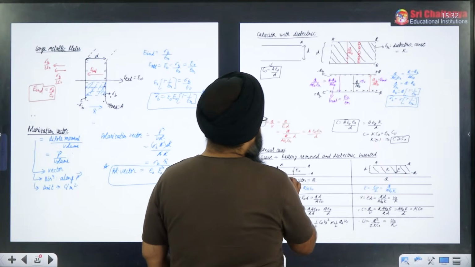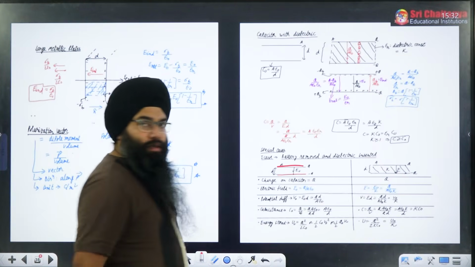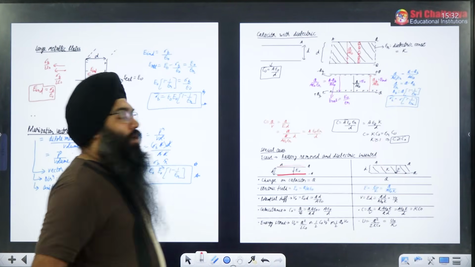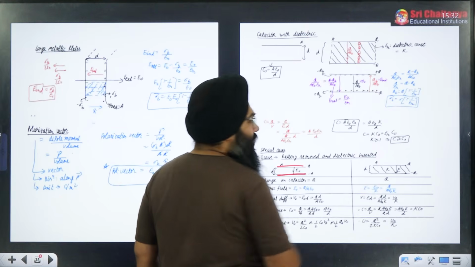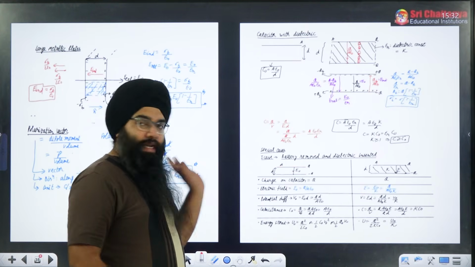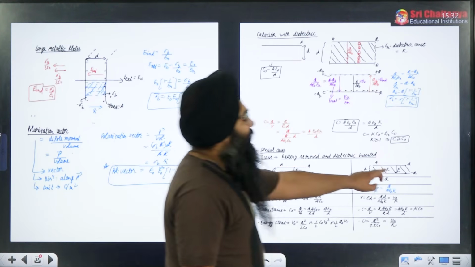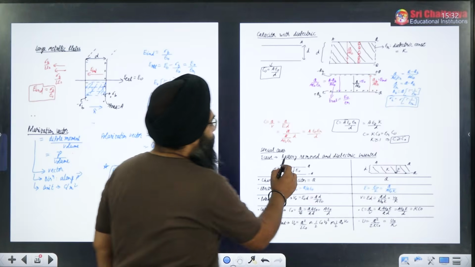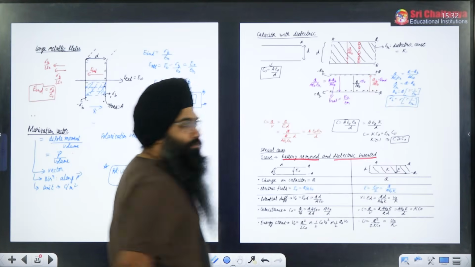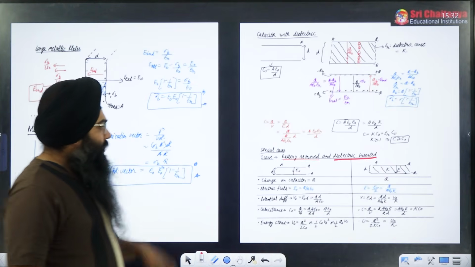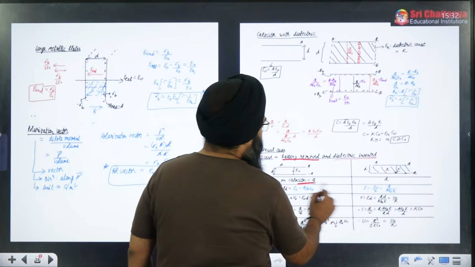In the first case, initially there were some capacitor plates. I charged the capacitor with the battery, then I disconnected the battery, and then I inserted the dielectric. So battery is removed and dielectric inserted. In this case, the charge on the capacitor will remain the same.